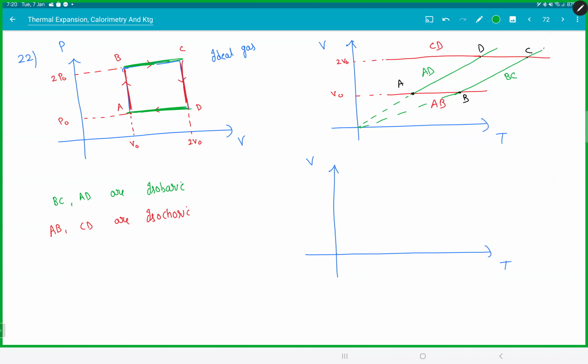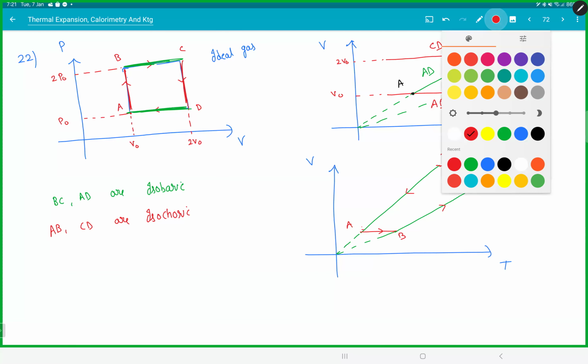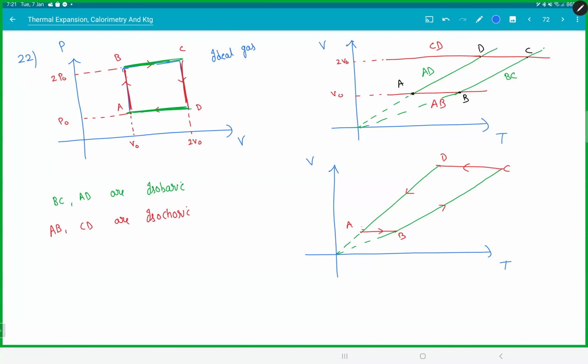So if you look at the graph, this is the green one. This is A, B, C, D, and back. Check. Clear, everyone? Isobaric will pass through the origin, like it's a VT graph.